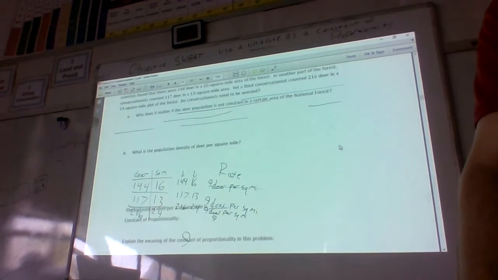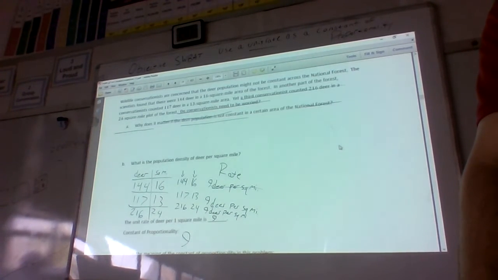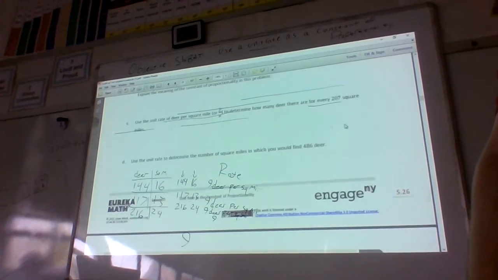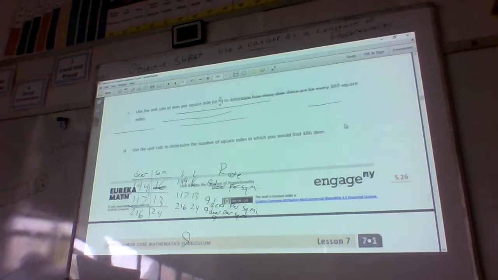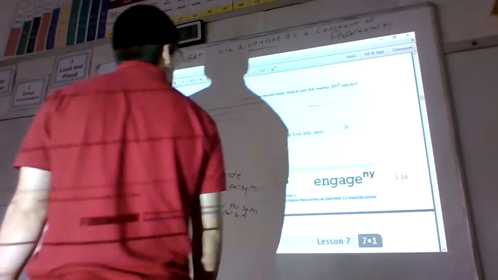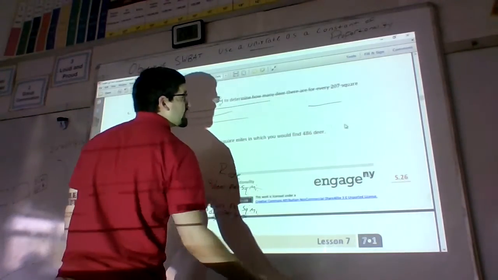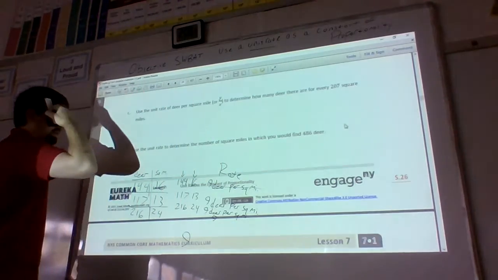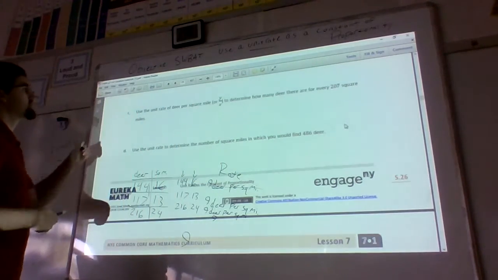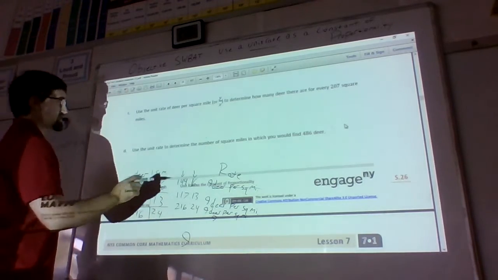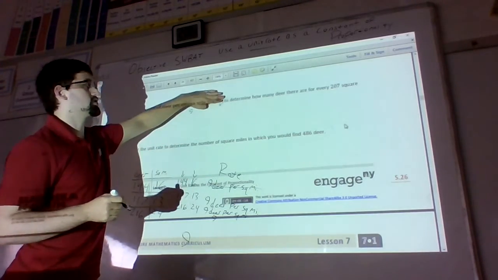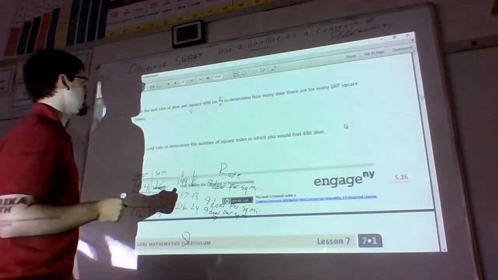Explain the meaning of the constant of proportionality in this problem. It means there are 9 deer per 1 square mile of the forest. Use the unit rate of deer per square mile, or y divided by x, to determine how many deer there are for every 207 square miles. So what is this asking us to do? Use the unit rate of deer per square mile. What's the unit rate? That's 9.